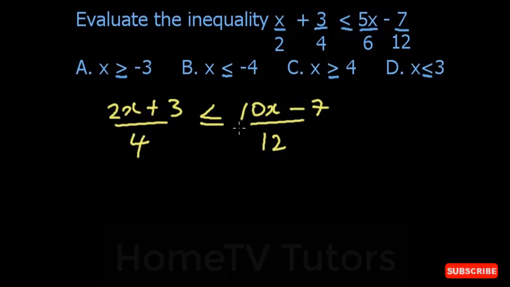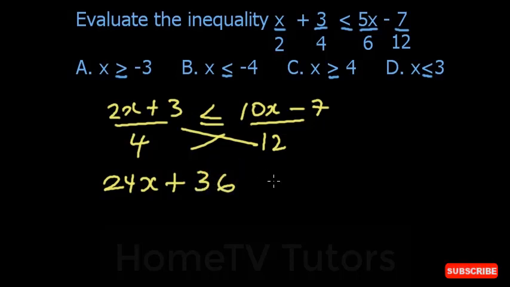Now we cross multiply. So 12 will multiply x, which will give us 24x, plus 12 times 3, which will give us 36, less than or equal to 4 times 10x, which will give us 40x. 4 times minus 7 will give us minus 28. Now we collect the like terms.